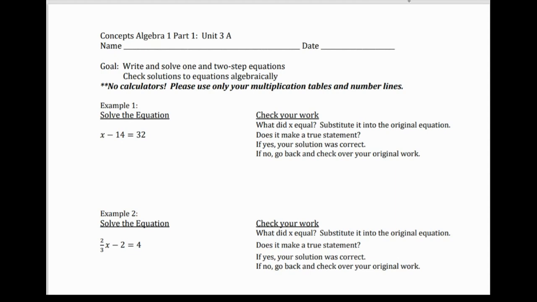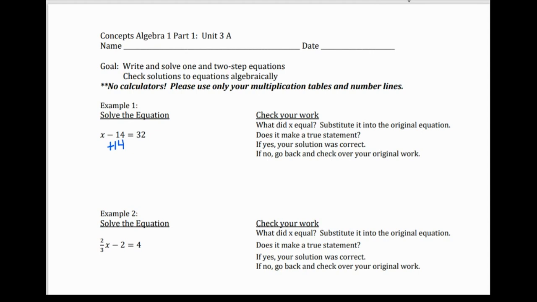When we're solving an equation, what that means is we need to get our variable alone. So on this first example, we need to get x alone. To get x alone, that means I have to get rid of the what? The 14. Exactly. So it's saying minus 14. To undo that, we have to use the opposite operation. What's the opposite of subtracting 14? Adding 14. So we are going to add 14.